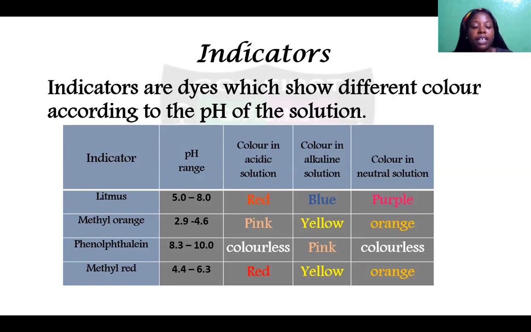Neutral, orange. Phenolphthalein, 8.3 to 10.0, which is alkaline pH. So colorless in acid, pink in alkaline, colorless in neutral solution. Then methyl red is 4.4 to 6.3, which is acidic pH as well. Red in acid, yellow in alkaline, and orange in neutral solution. So these are common indicators. They are actually used to measure whether a solution is acidic or alkaline. So depending on the color that the substance gives, you will know whether a solution is acidic or alkaline.